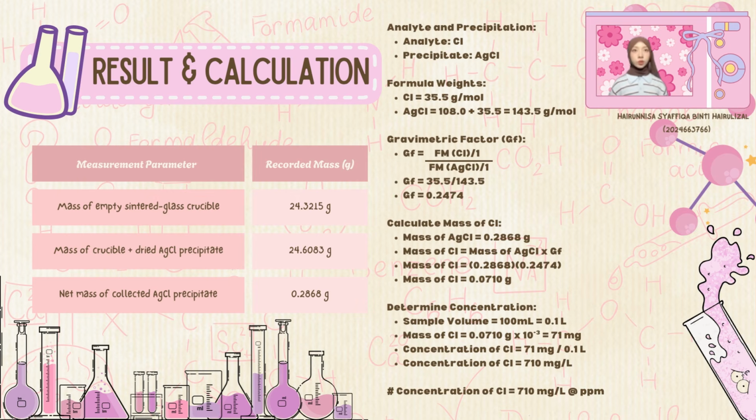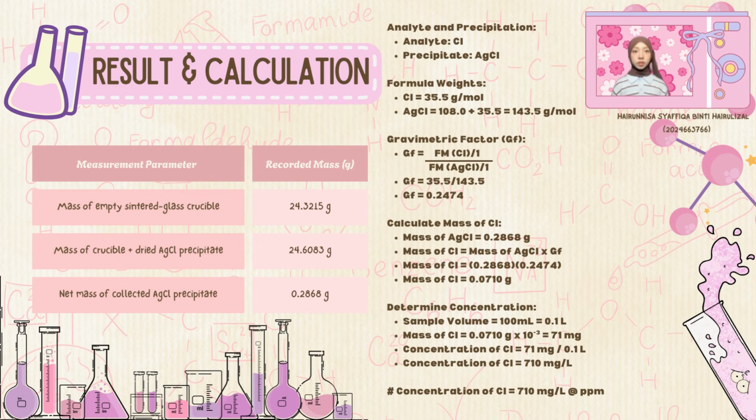Now, let's move on to the calculation part, where we have to determine the analyte and precipitate first. The analyte is chlorine ion and the precipitate is silver chloride. Now, we can determine the value of formula weight. Formula weight for chlorine ion is 35.5 gram per mole, and the formula weight for silver chloride is 143.5 gram per mole.